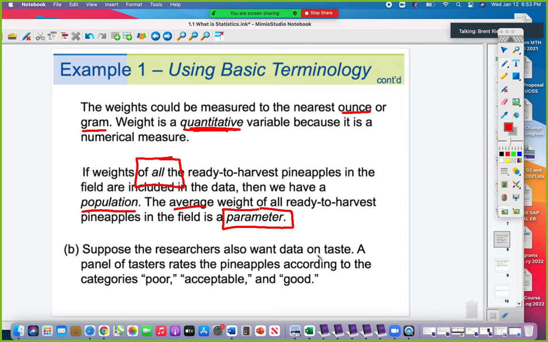Suppose the researchers also want data on taste. Think about taste. If I asked you how good is a taste, are you going to tell me a number? No, you're probably going to tell me a word. A panel of tasters rates the pineapple according to poor, acceptable, good. And if we think that numbers were quantitative, where is this leading us to? This is leading us to say that this is going to be qualitative data, because we don't have number responses, we have words like poor, acceptable, good.